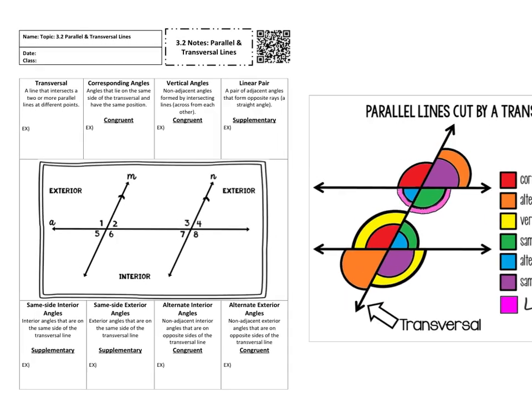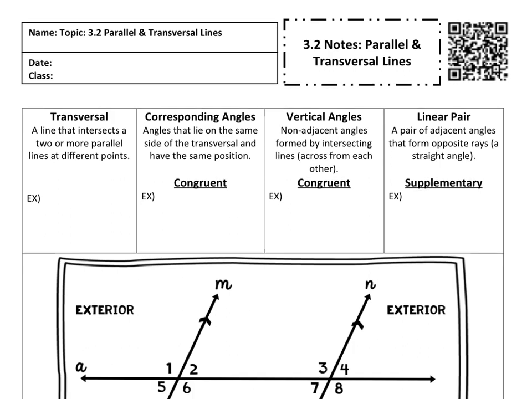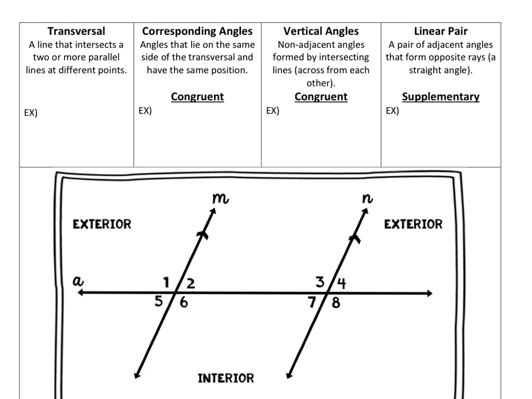I'm going to zoom in now on our notes so that we can start looking at what these vocabulary words that you colored even mean. So today we're talking about the different kinds of angles that are formed by parallel lines. A couple things to note today so that you make sure you know what I'm talking about.